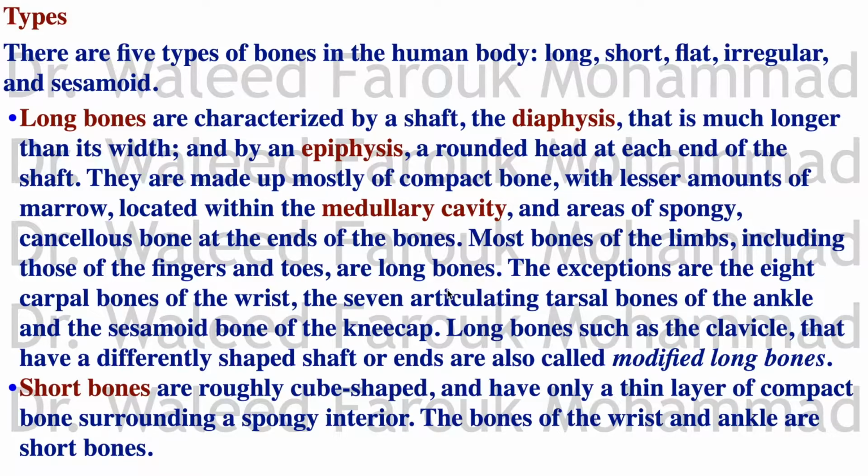Short bones are roughly cube-shaped, and have only a thin layer of compact bone surrounding a spongy interior. The examples are the bones of the wrist and ankle.